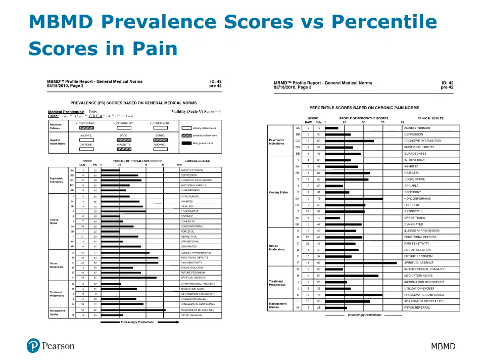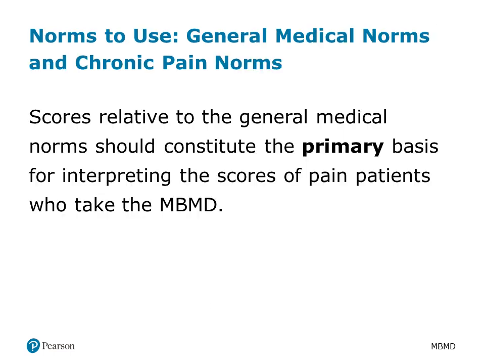As can be seen in this slide, this is one patient with their scores translated to the 2 different norm groups, with the general medical patients on the left and the chronic pain patient norms on the right. The overall profiles are similar, yet specific scales may or may not enter the range of prevalent concerns based on which normative group is utilized. Because of the many substantive score differences between chronic pain patients and general medical patients, we recommend that scores relative to the general medical norms constitute the primary basis for interpreting the scores of pain patients who take the MBMD.